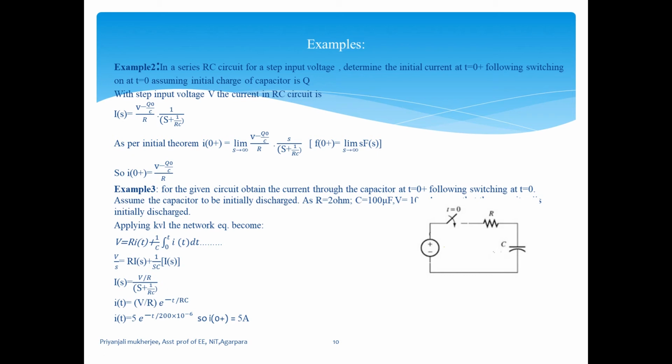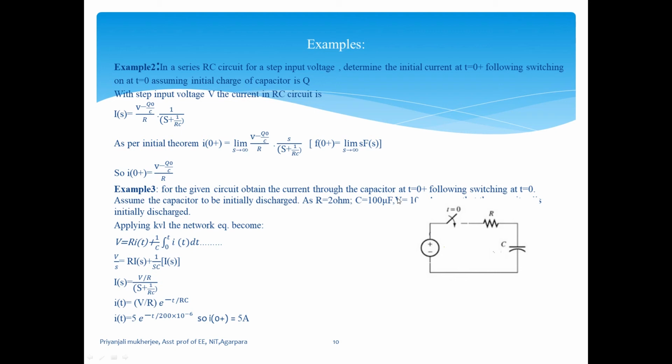If we apply the initial value theorem, which is f(0 plus) equal to the limit as s tends to infinity of s F(s), then we find that I(0 plus) is equal to (V minus Q0 by C) divided by R.